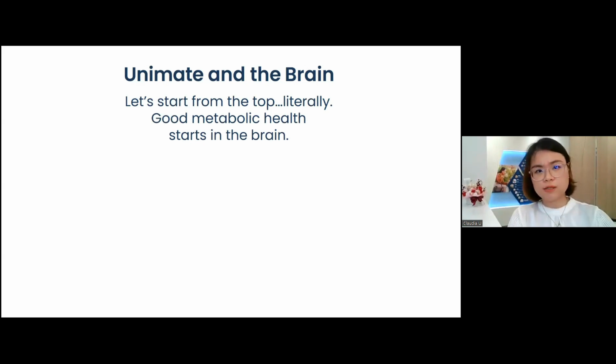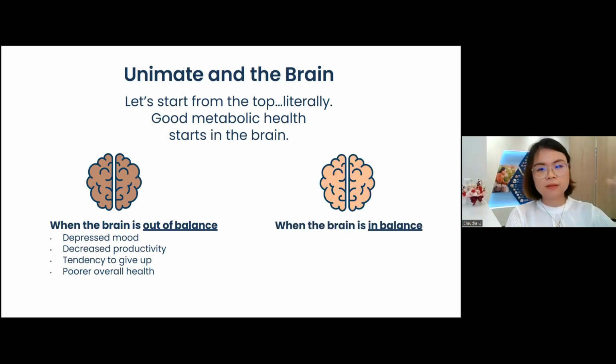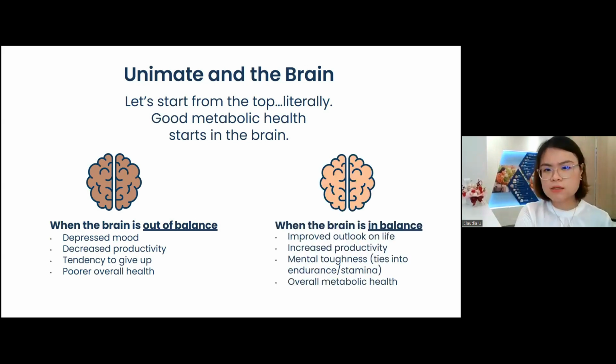And this is why it says here, metabolic health starts from the brain. When your brain is not in a good place, for example, with a depressed mood, you tend to want to give up, you have poorer overall health, and you will not succeed. I can give you the best and the easiest thing to do, but if your brain is not in the right place, not in the right zone, no matter what it is, you will not see any success also. So that's why it's very important that your mental state is in a good place.